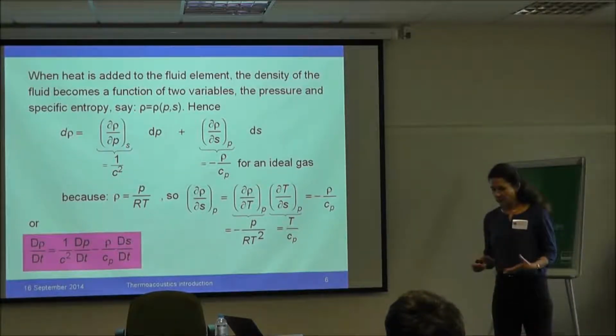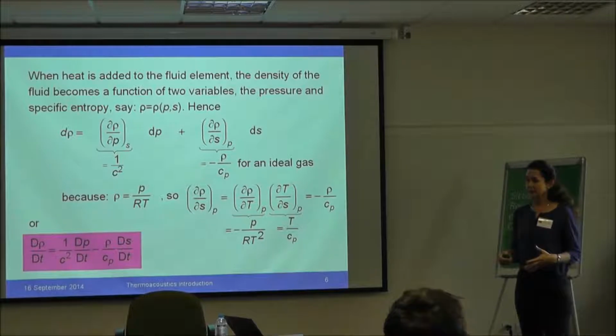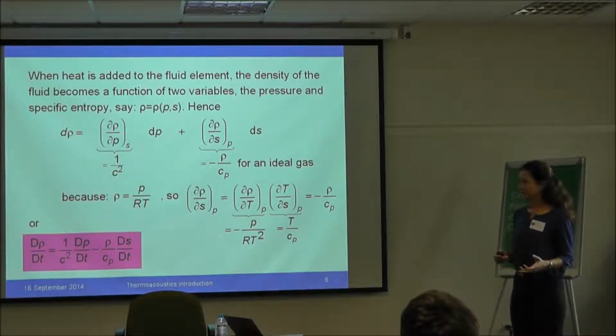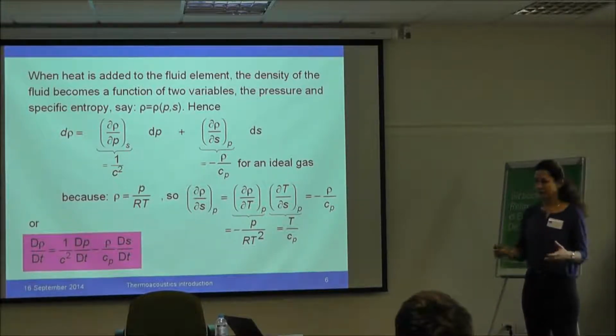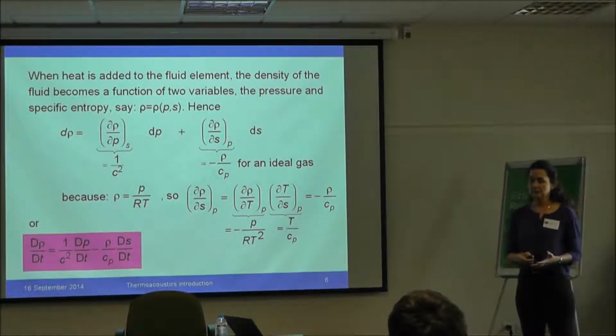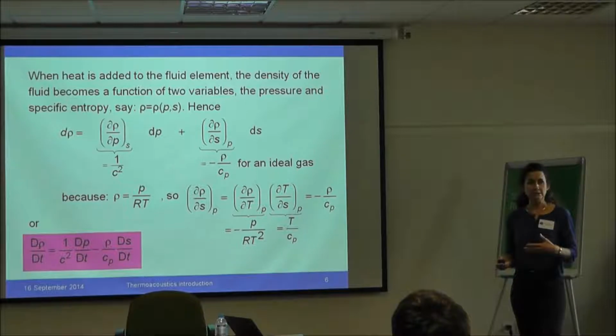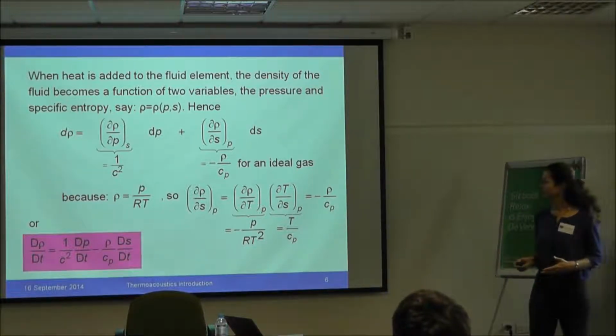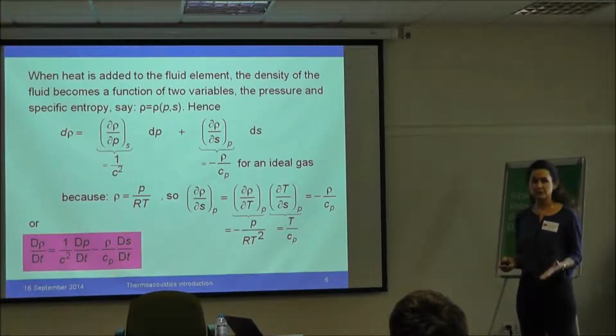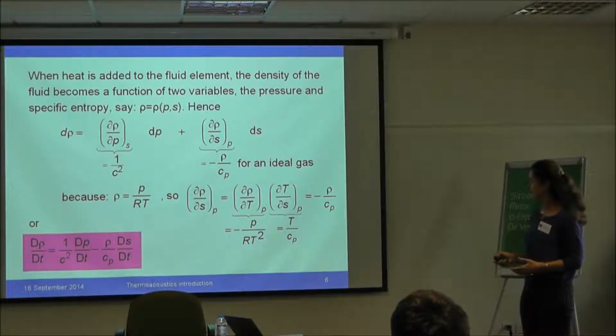Right, without heat addition, the density of a fluid is just a function of the pressure. That changes when you add heat. In that case, it then becomes a function of the entropy as well. So it becomes a function of two variables, pressure and entropy.